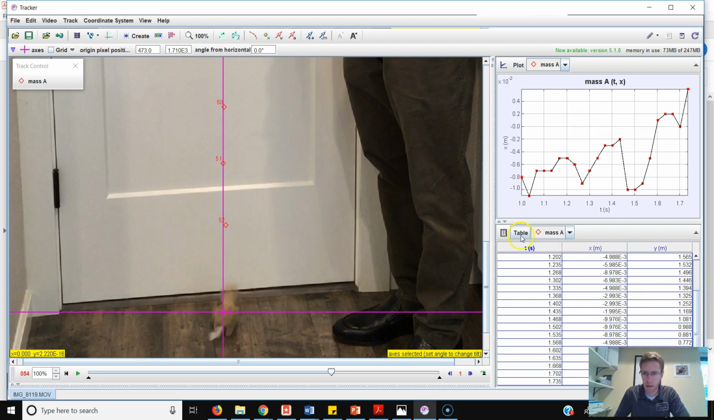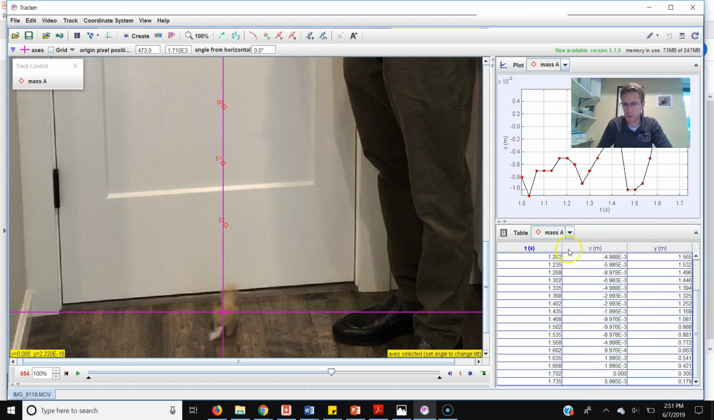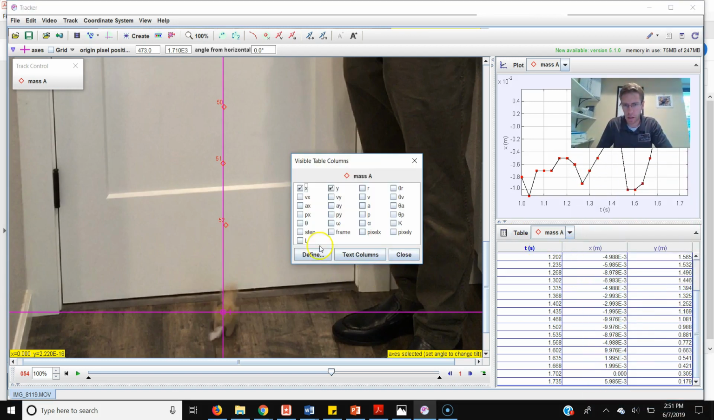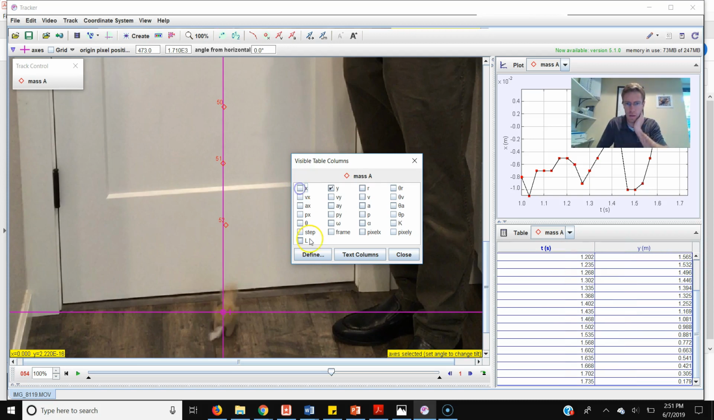Now I can come over here and click on my table. Maybe I'll move my picture of me so you can see it better. I click on the table, and I can choose what values I want. If you notice, my X stays right around 0 the entire time. That's because it's not moving in the X direction, it's only moving vertically. So I can go ahead and get rid of X because I don't care about it. I want my Y, and I also want my velocity in the Y direction.